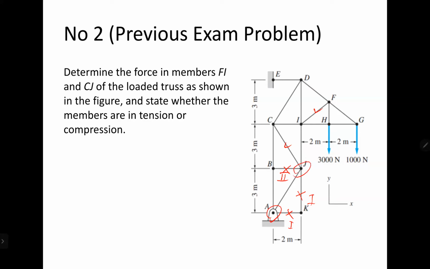Then the second part, FI, how can you solve it? I'll cut like this, the FI and HI. Yes, you can do it that way as well. CJ, yes.